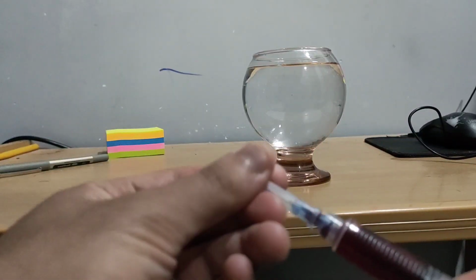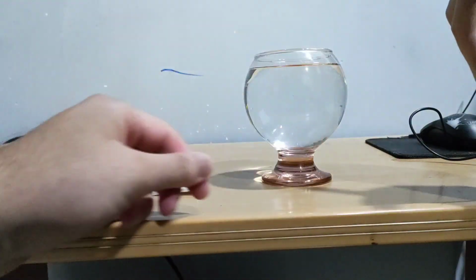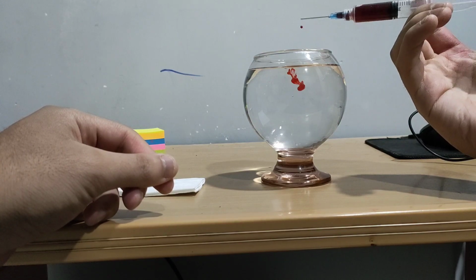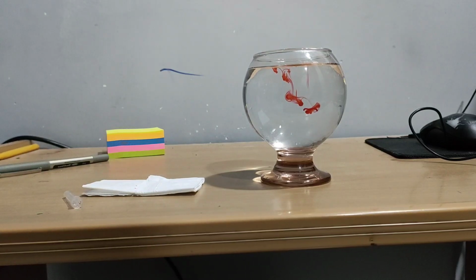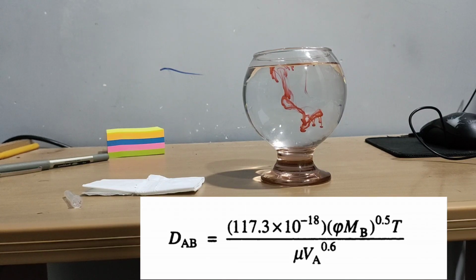So all we need here is an injection filled with blood and a cup of water. After spilling some drops here, we can see the blood diffusing. The reason for that is the different concentration between them. We can describe the diffusion of blood into the water using this equation.